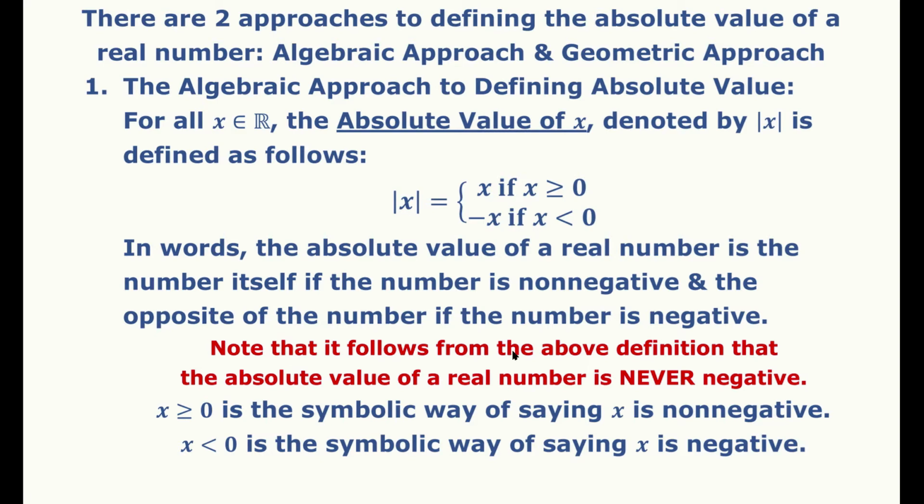So what does this do? This guarantees that the absolute value of a real number is never negative. The worst case scenario for absolute value is 0. Okay, that's the smallest possible absolute value. You cannot get smaller than that, right? So again, notice that this notation here, x greater than or equal to 0, is the symbolic way of saying x is non-negative, and x is less than 0 is the symbolic way of saying x is negative.